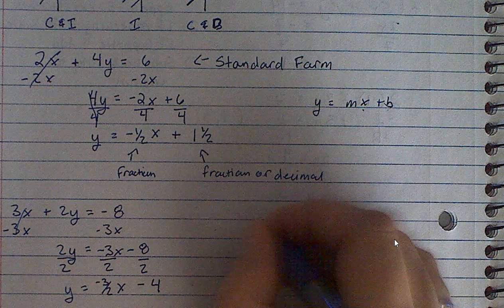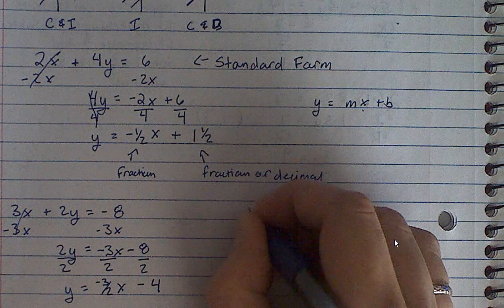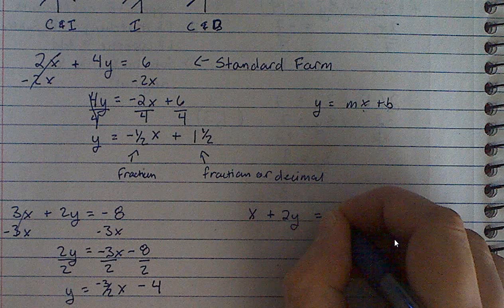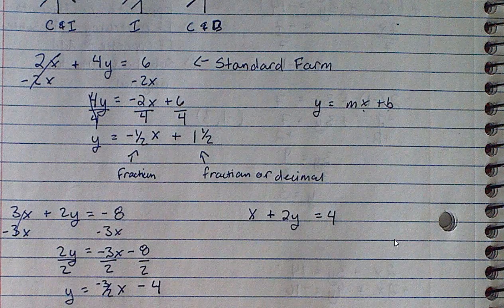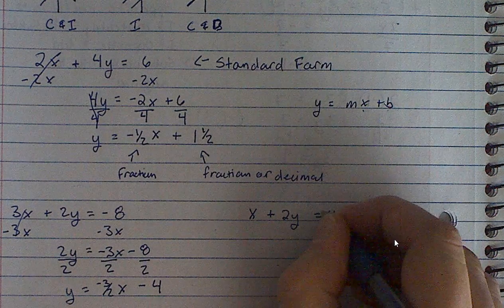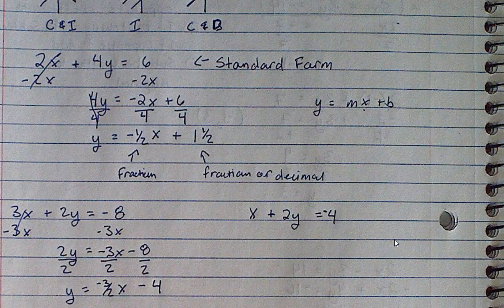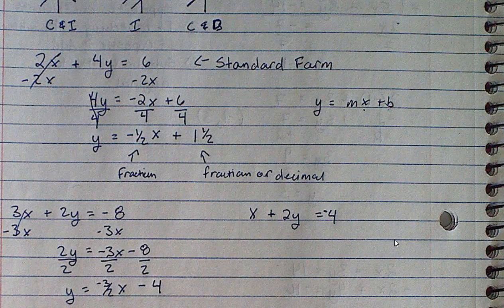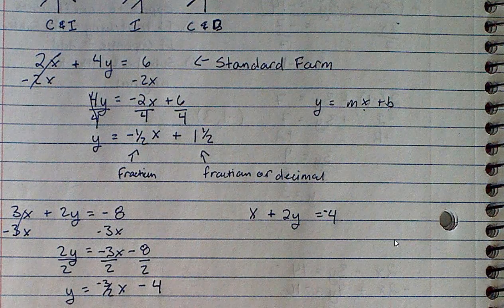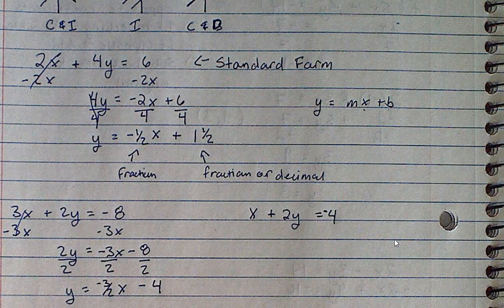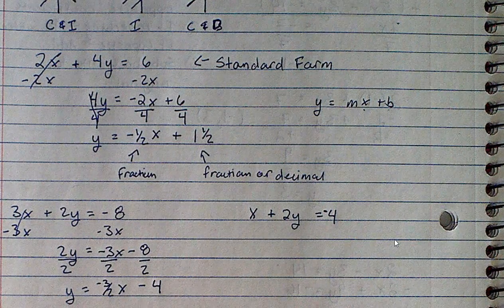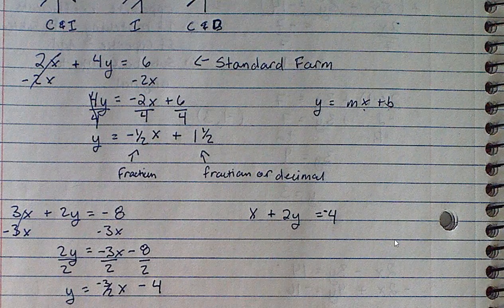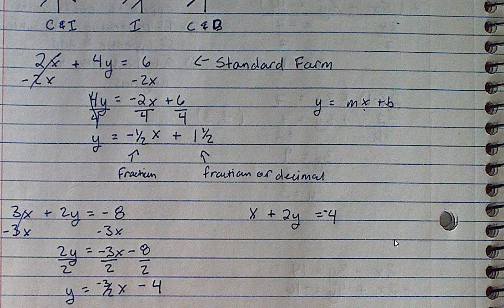All right, so I want you guys to try one on your own. I want you to try x plus 2y equals, sorry, negative 4. x plus 2y equals negative 4. When you think you've got it rewritten in slope-intercept form, raise your hand.